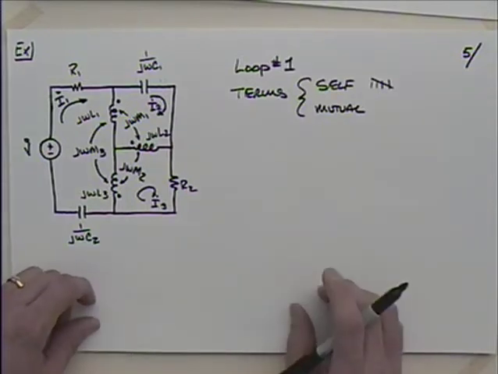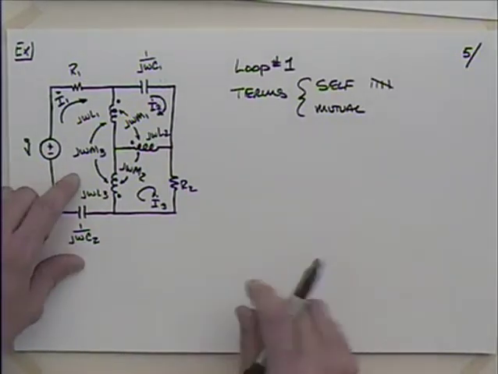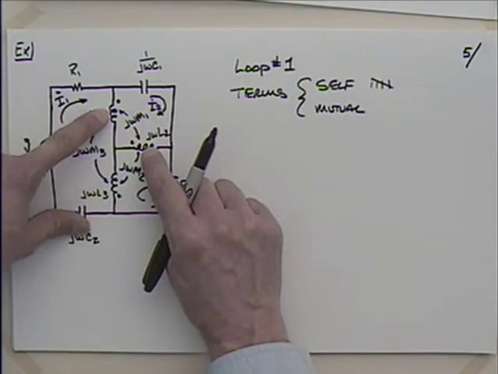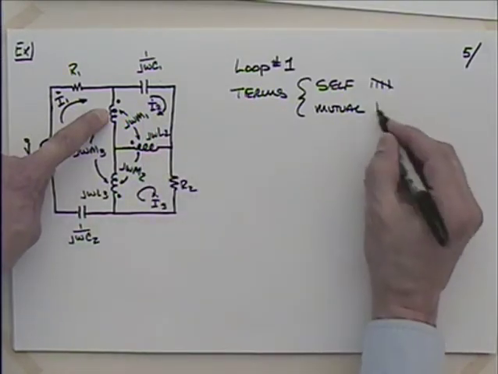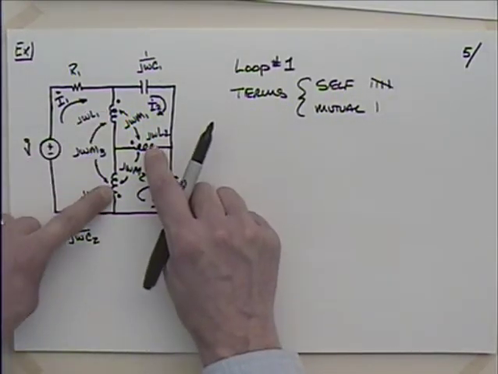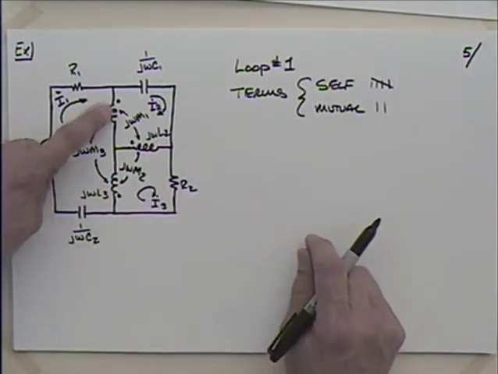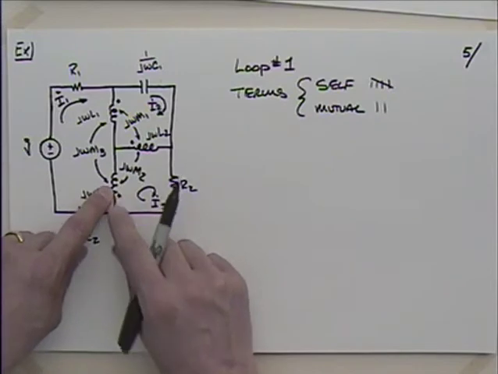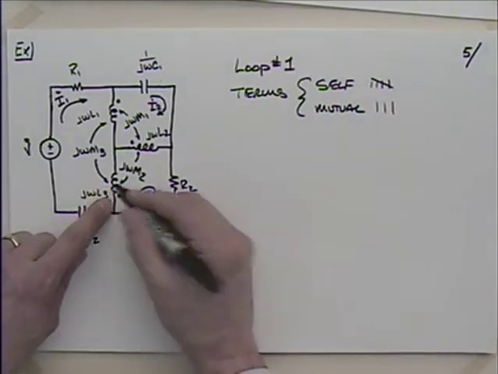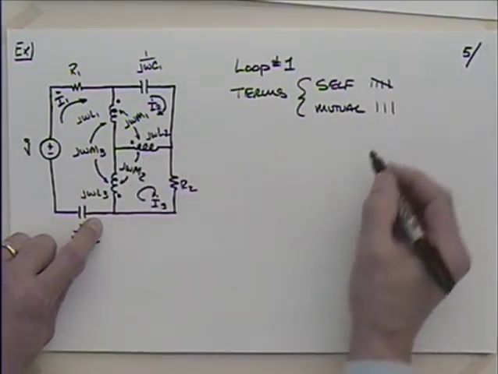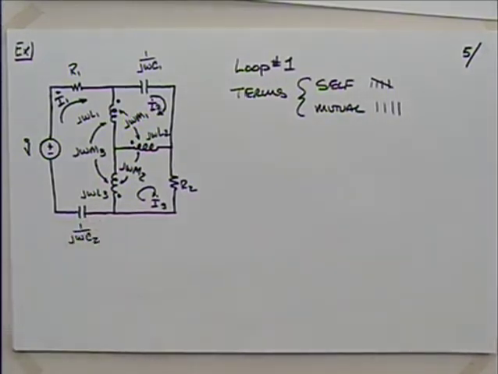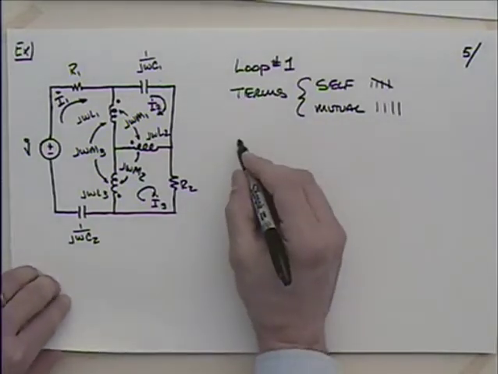Now how about mutual? Well, let's see. Does the current in this one induce a voltage here? Indeed it does. Does the current in this one induce a voltage there? Yes, it does. Does the current in this one here induce a voltage here? It sure does. Does the current here induce a voltage there? Yeah. So we should have 4 mutual terms and 5 self terms. How about loop number 2?